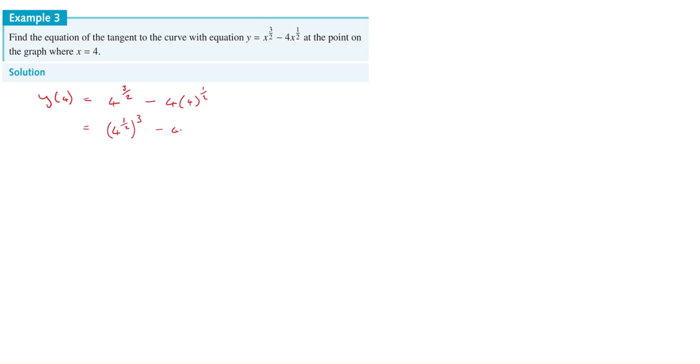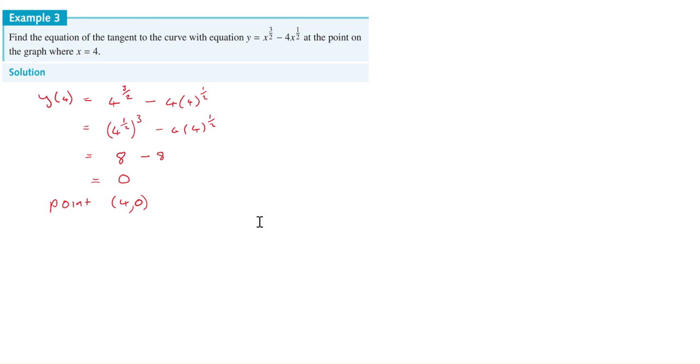Minus 4 times 4 to the half. So 4 to the half is the square root of 4, which is 2, and 2 cubed is 8. So that's 8. Minus, do the bracket first, 4 to the half, so the square root of 4 is 2. 2 4s are 8. 8 minus 8 is equal to 0. So the point that we're going through is (4, 0). In other words, it's on the x-axis.